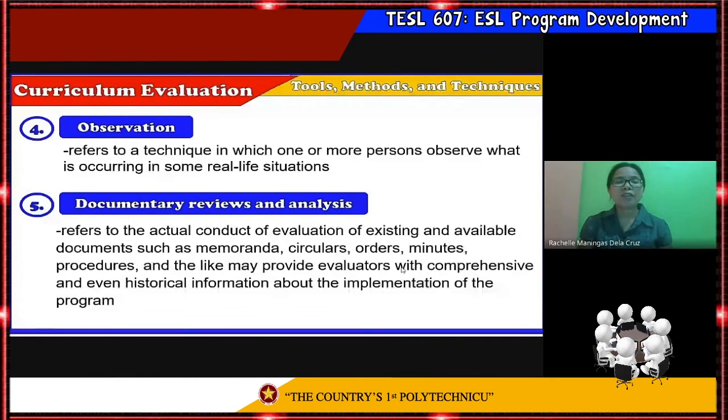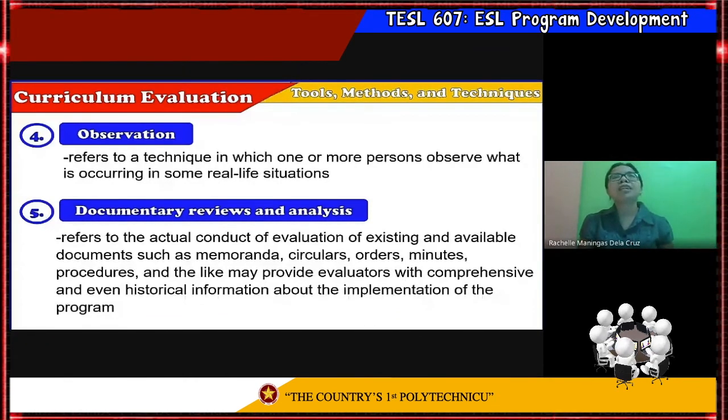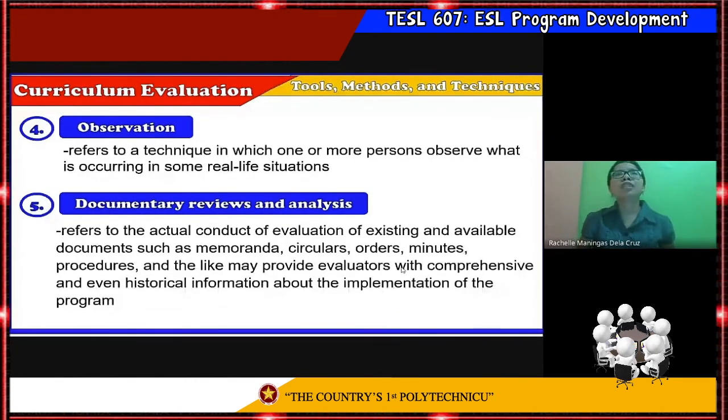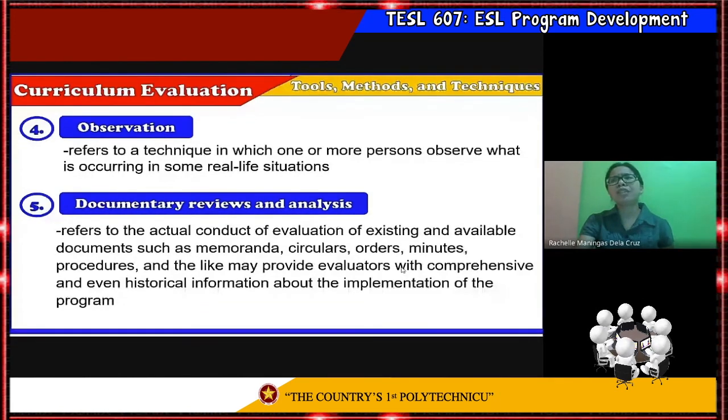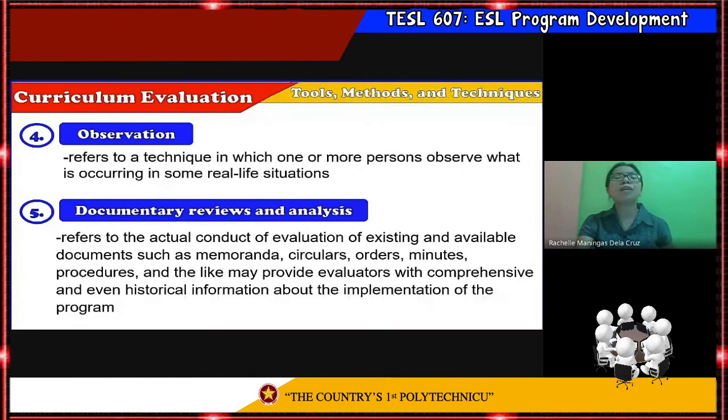Aside from the results of those formative, summative, the achievement test, and even the performance task of the students. Whether the evaluators use any of these tools to gather data, the main purpose is to determine whether the goals of the program are met.